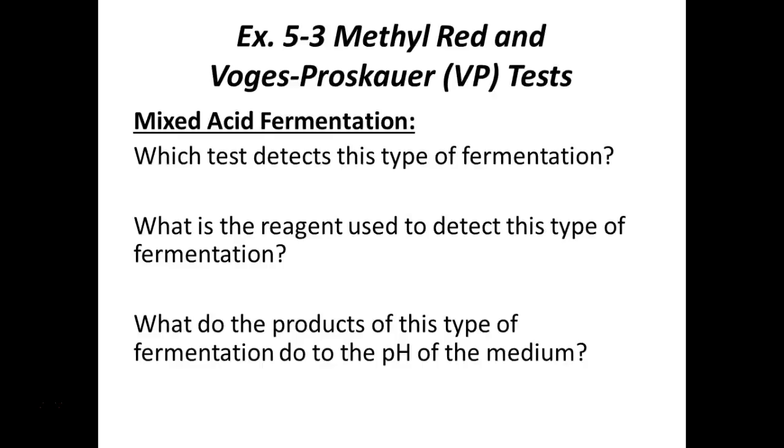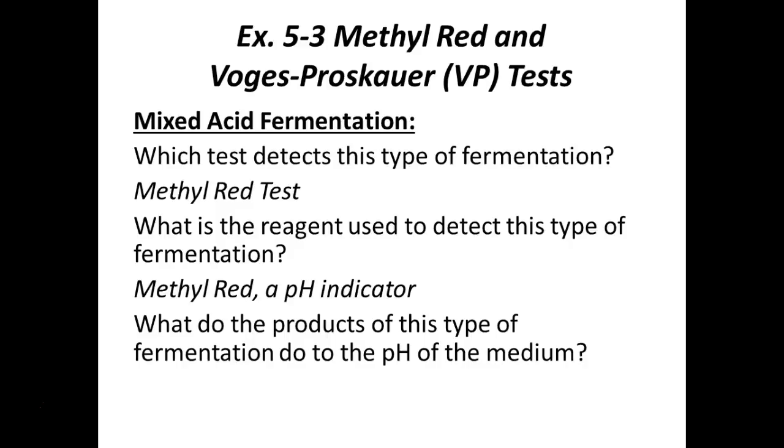So, questions from our homework. Which test for mixed acid fermentation? Methyl red. What reagent did we use? This one's easy. It's the name of the test. Methyl red. And it actually is a pH indicator. That's why we use that reagent. What do the products of this type of fermentation do to the pH? They lower it, right? They lower the pH. And it's really low if it comes out positive for this.